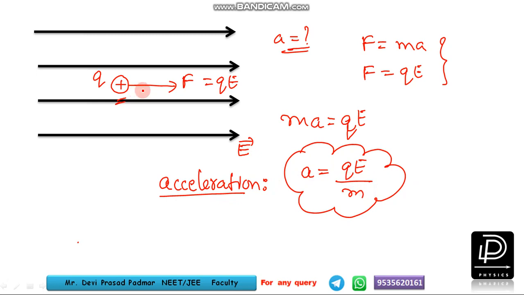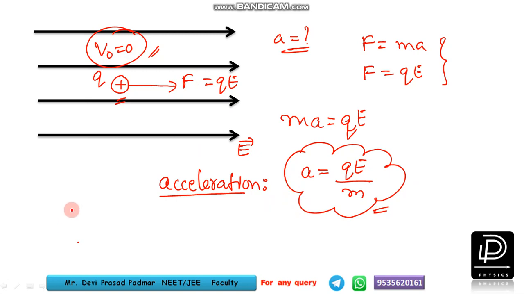So what about initial condition? Before applying that field, if you just hold that charge, that means if you consider v naught equal to 0, if charge is initially at rest and if it is released, then that will move with certain acceleration. That acceleration is given by this expression. So this is initial velocity. Initial velocity is 0.